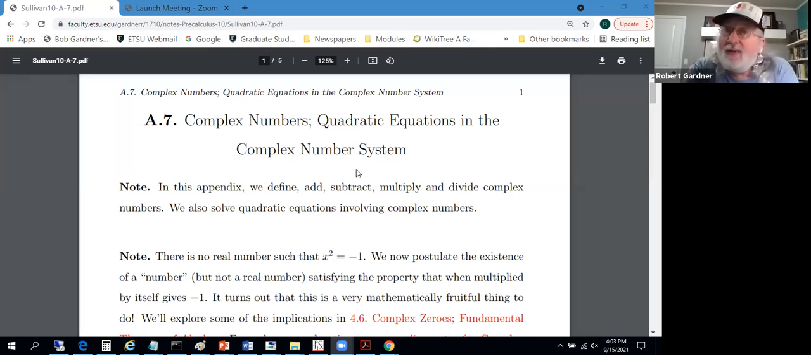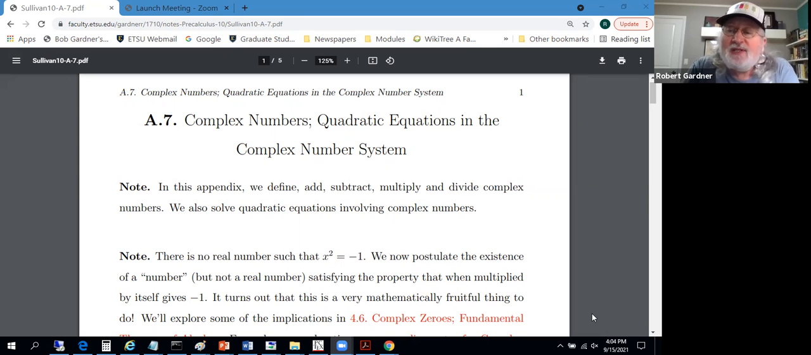We'll now look at complex numbers in Appendix A-7, the title of which is Complex Numbers, Quadratic Equations in the Complex Number System. So what we'll do is a basic introduction to the idea of complex numbers in this appendix.